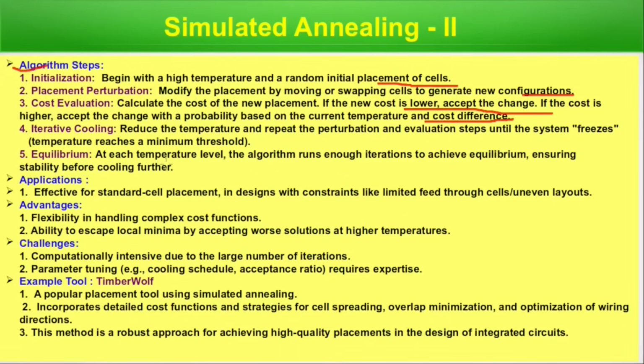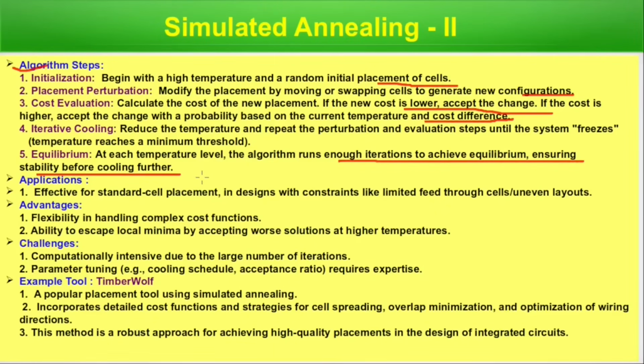Now equilibrium: at each temperature level, the algorithm runs enough iterations to achieve equilibrium, ensuring stability before cooling further. Application: effective for standard cell placement in designs with constraints like limited feed through cells or uneven layout. Advantages: flexibility in handling complex cost functions, and the ability to escape local minima by accepting worse solutions at higher temperature. Challenges: computationally intensive due to a large number of iterations, and parameter tuning, cooling schedule and acceptance ratio require expertise.